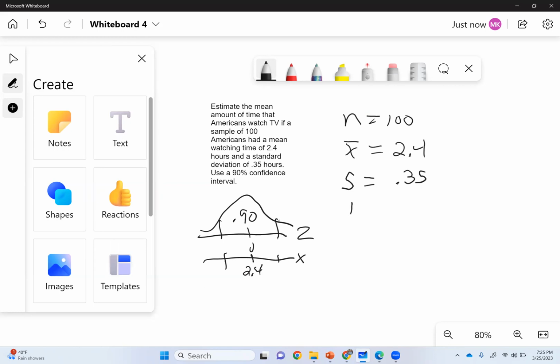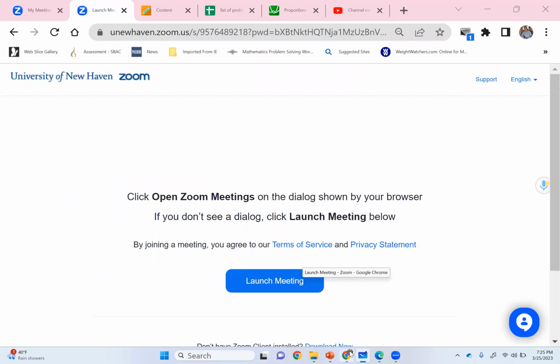So alpha is going to be the area of this right tail. If the confidence interval is 90%, then the area of each tail is 10%. So the area of one tail is 5% or 0.05. So there's all the important information that we have to input into our Desmos.